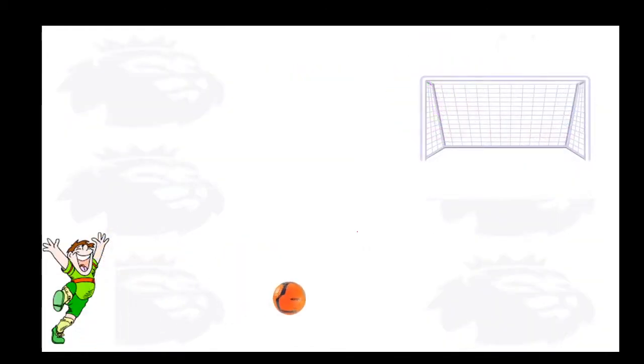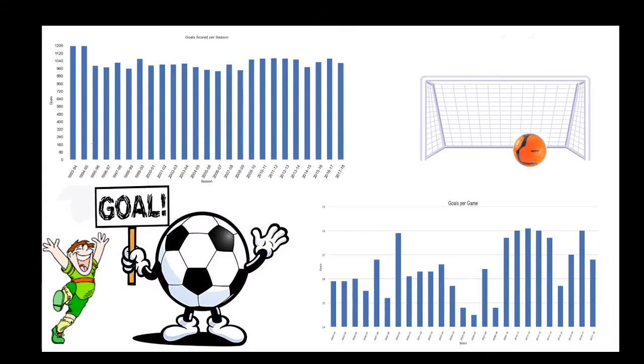Now look at it from the goals perspective. In the first two seasons, more matches had more goals. But an interesting feature here is that even though there were more goals in the first two seasons, the goals per game were pretty low. And this could be one of the possible reasons for the authorities to decide to reduce the number of games.